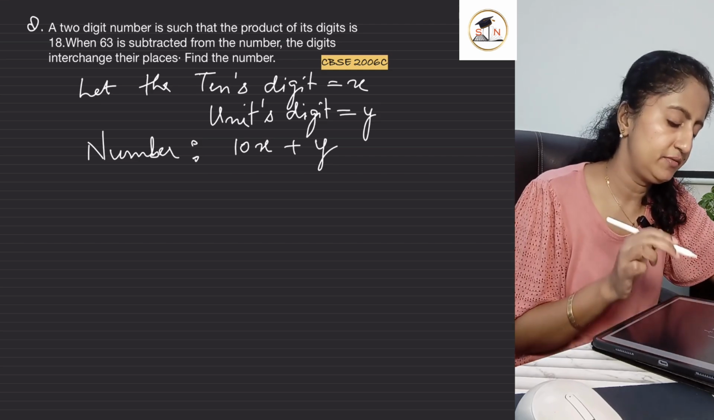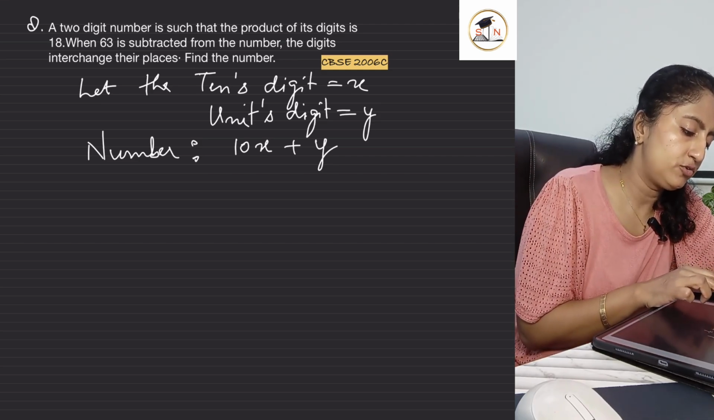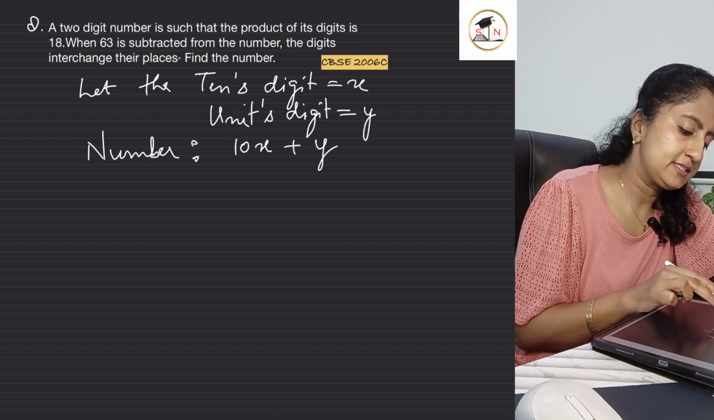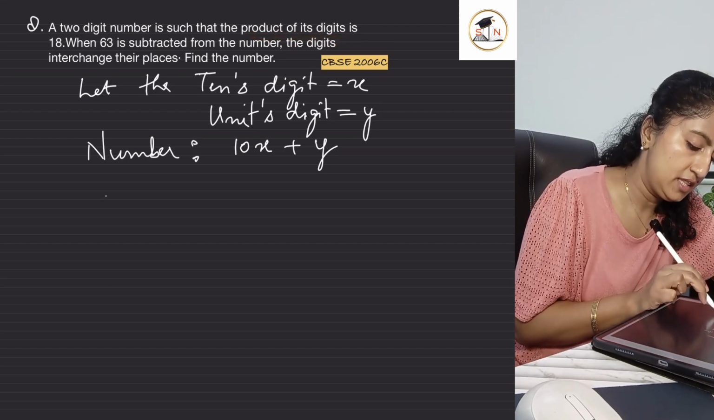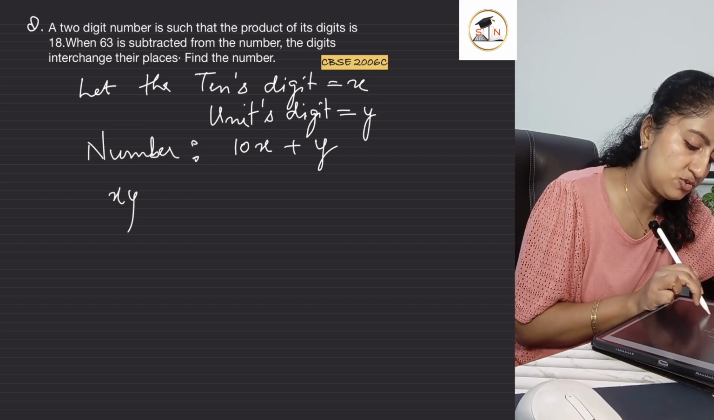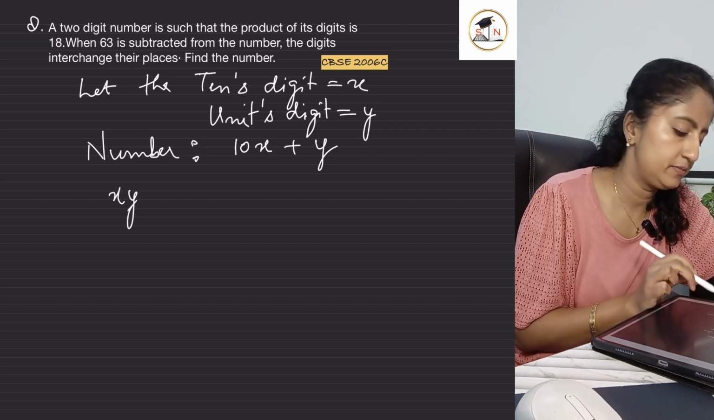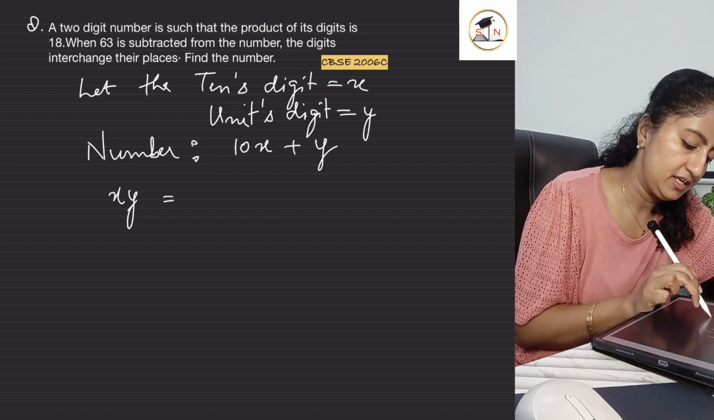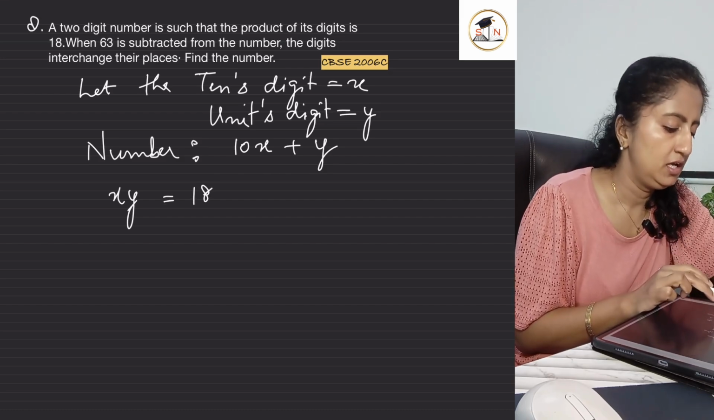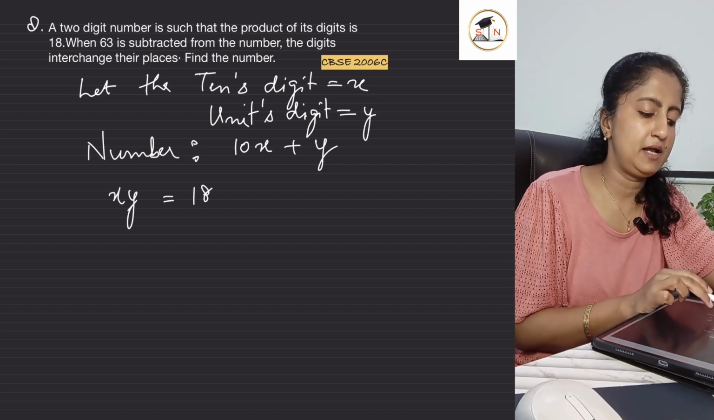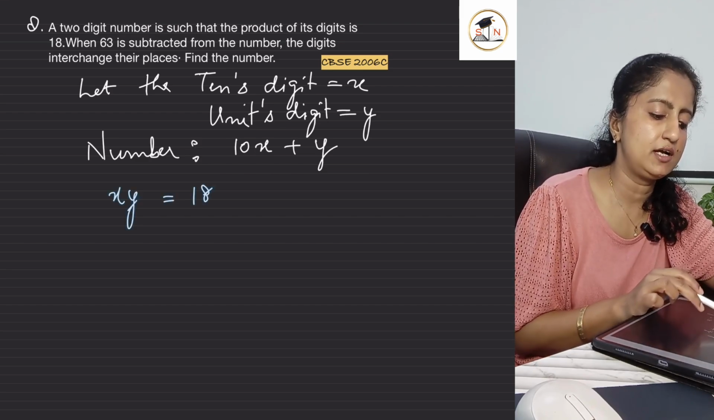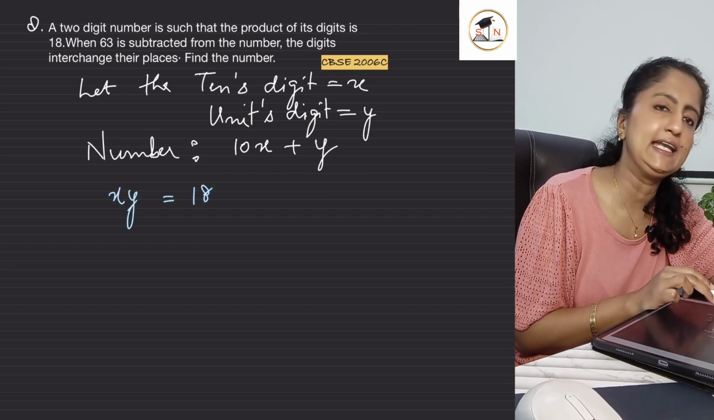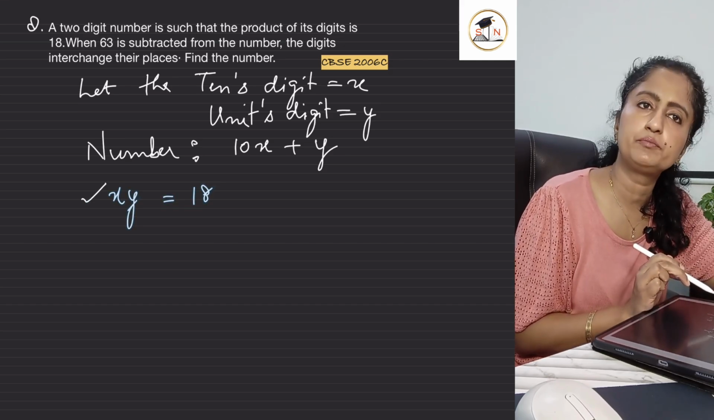Right? We got that? Now, according to the question, what it says: such that the product of its digits. Okay, now they are saying the product of its digits, so x into y, that is the product, is 18. A two-digit number, I'm reading the question again. A two-digit number is such that the product of its digits is 18. This is what I have done over here.